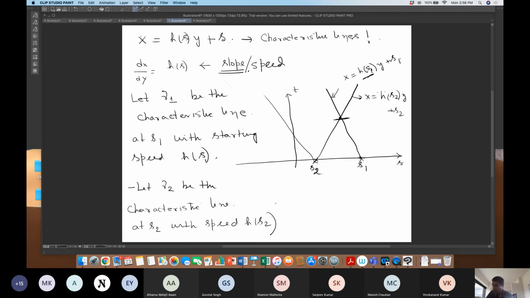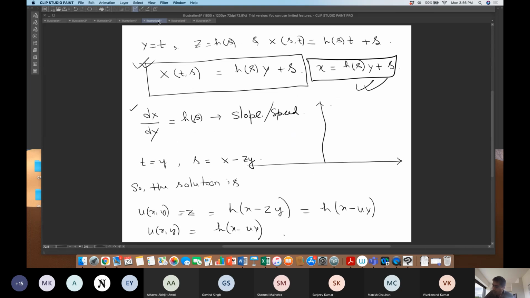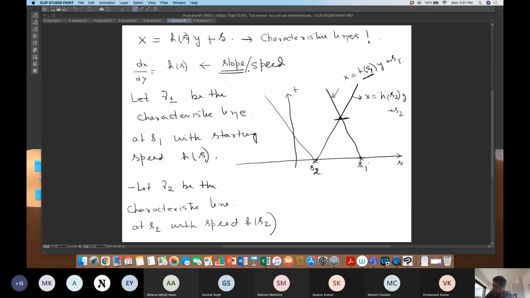Okay. Now we want to study more clearly what the characteristic line is. These are the equations y equal to t and x equal to h(s)t plus s, right? Now let us consider two values. This is the s variable, this is the t variable. So let's say s1.